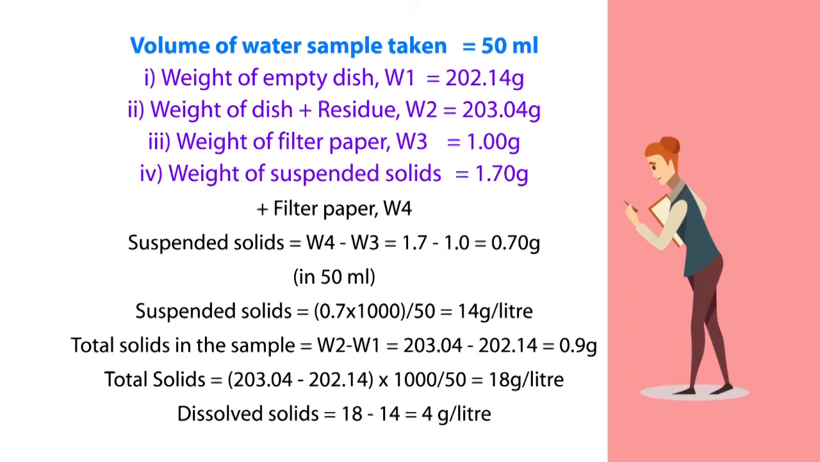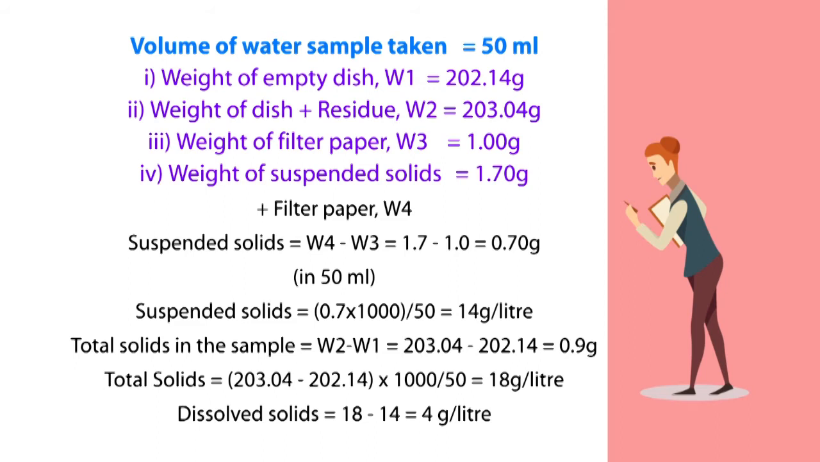Suppose volume of water sample taken is 50 ml, weight of the empty dish W1 is 202.14 gram, weight of dish plus residue W2 is equal to 203.04 gram, weight of filter paper W3 is 1 gram, weight of suspended solid plus filter paper W4 is equal to 1.7 gram. So suspended solid is equal to W4 minus W3 is equal to 0.7 gram. This is in 50 ml sample.